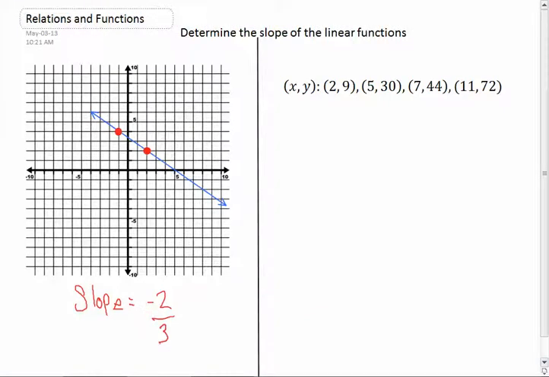And that's just negative 2/3. So the slope of this equation would be negative 2/3. What would the common difference be? What's the common difference of this guy? Negative 2/3, because remember, slope and common difference are the same.